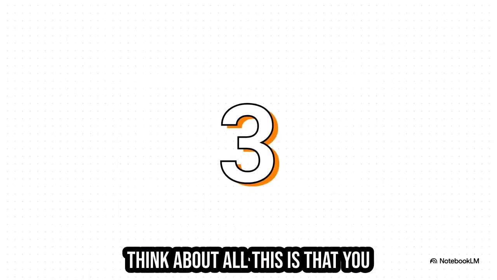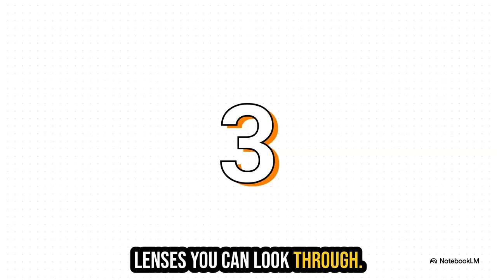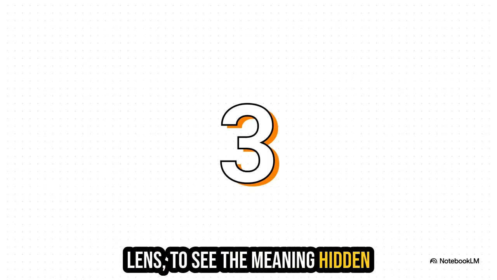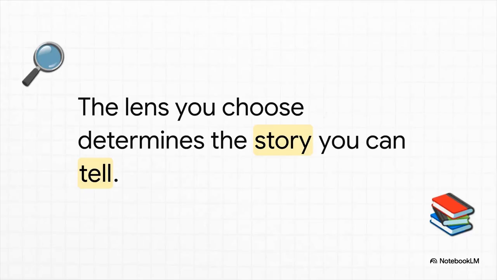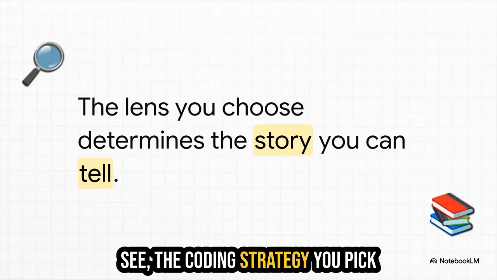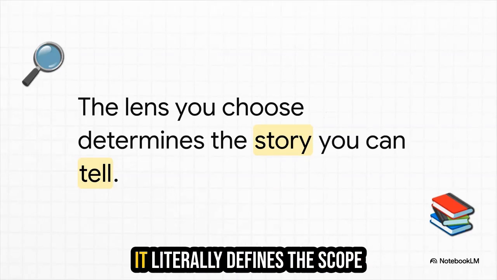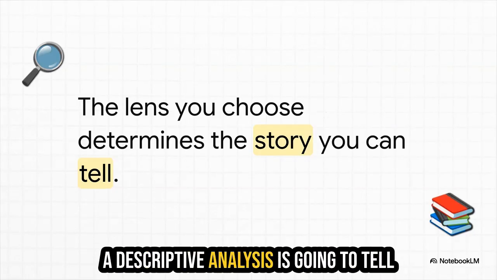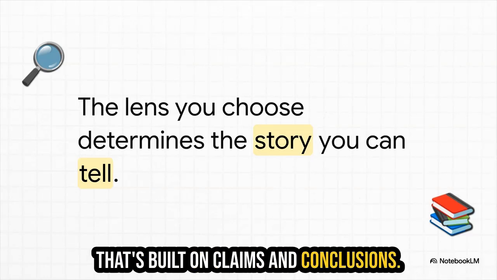A really great way to think about all this is that you have three different analytical lenses you can look through. You can use the descriptive lens just to see the surface, the interpretive lens to see the meaning hidden underneath, or the presumptive lens to really build a case. And this is why this whole thing matters so much. See, the coding strategy you pick isn't just some technical detail, it's a storytelling choice. It literally defines the scope and the depth of your findings. A descriptive analysis is going to tell a very, very different story from one that's built on claims and conclusions.